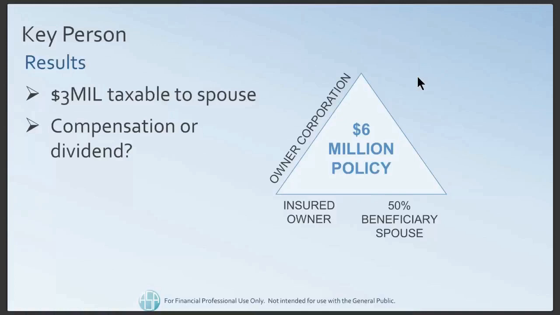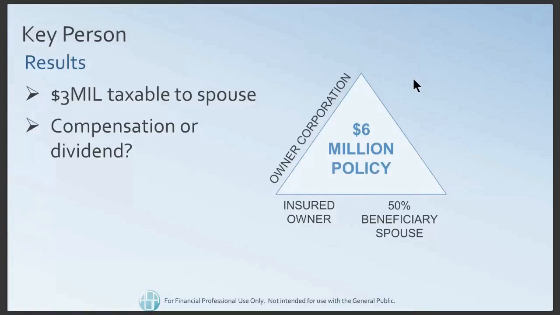And they bought a $6 million policy. And in exchange for that, they named the spouse the beneficiary of half of that policy. So they bought 6, only needed 3, so they just named the spouse the beneficiary for half of that policy. What have you done? Well, at death, that essentially is $3 million of compensation to that spouse. And whether it's going to be W-2 compensation or a dividend, we'll let the CPAs figure that out because a lot of other factors come into play.